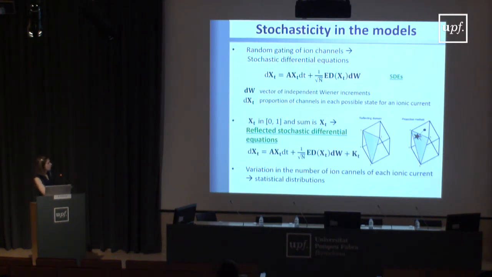So if we have an equation like this, as I was saying before, where this is a vector representing the proportion of channels in each possible state of an ion current, open and closed if only two states, or many more states, depending on how complex the model is. We have applied different methods, because if you solve this, it represents a proportion of channels, but it may go outside the physiological boundaries representing 0 and 1, as all channels being closed and open. So we use these reflected stochastic differential equations to account for that when solving the equation.